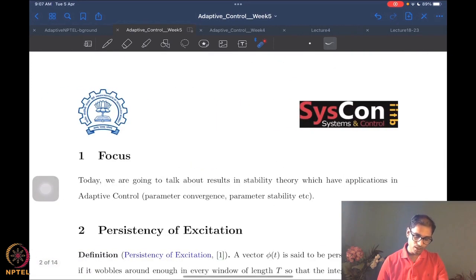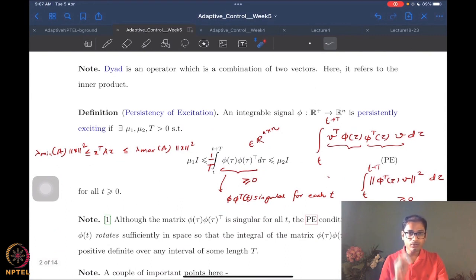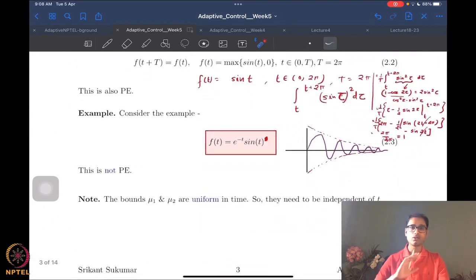And if the mu 1 that we pick is 0, then this is not persistent, because we require mu 1 to be strictly positive. We already know the outer product is semi-definite. No magic there. What we need is that the integral of the outer product is strictly positive definite. If you take an average over this window of time t, it has to be strictly positive definite. That's why we need a uniform window, a uniform mu 1, independent of the small t. So this kind of a signal is not persistently exciting.